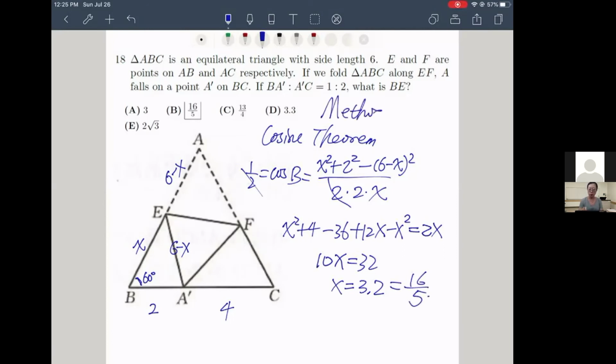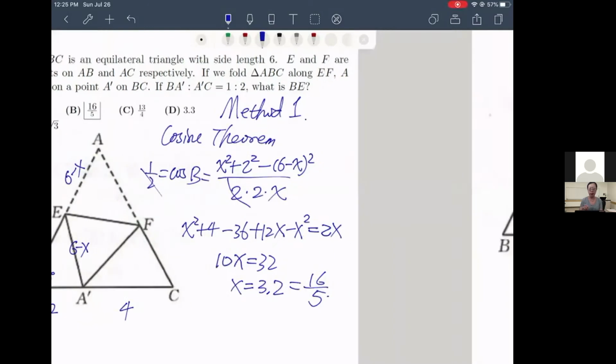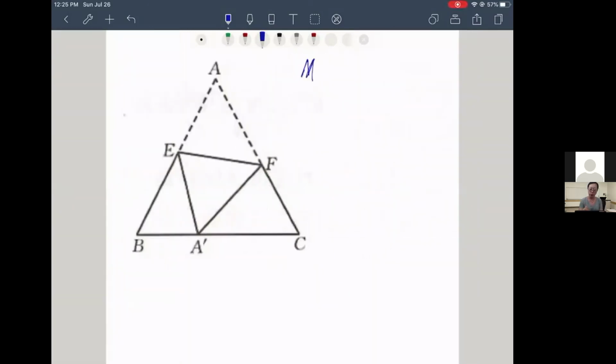If you know the cosine theorem, this is really easy. So this one, the cosine theorem, connects the side lengths to angles. If you don't know it, that's fine. Let's look at method 2.